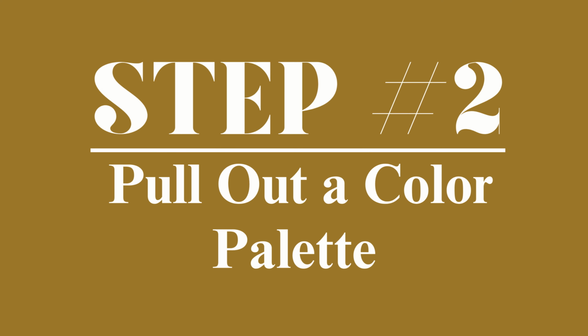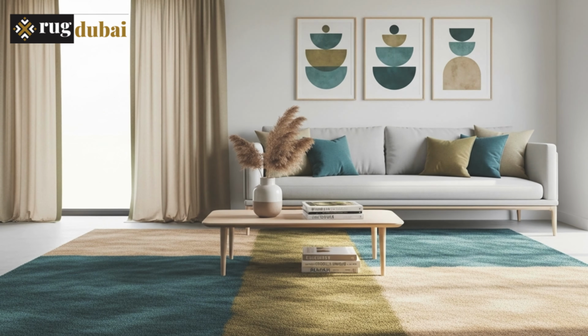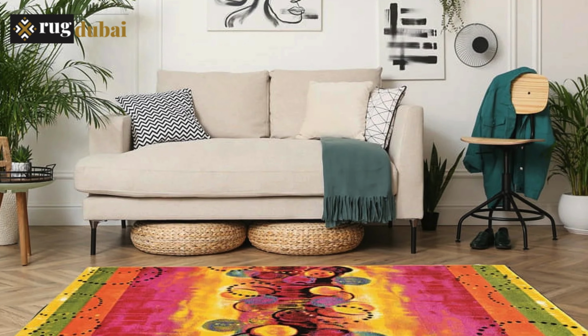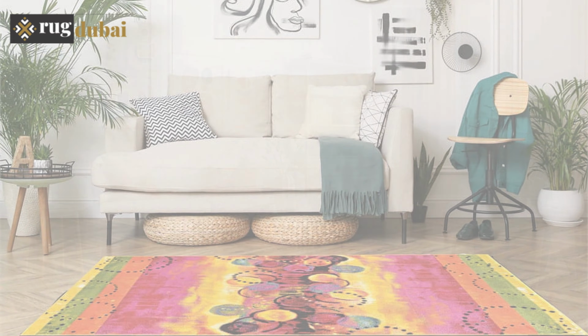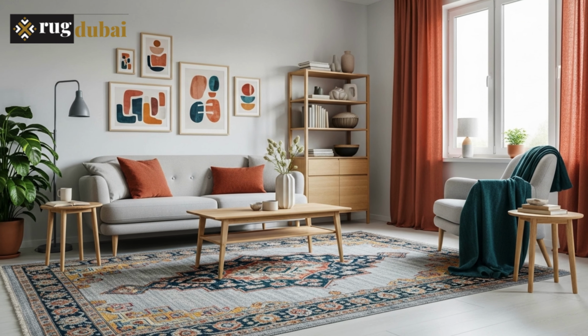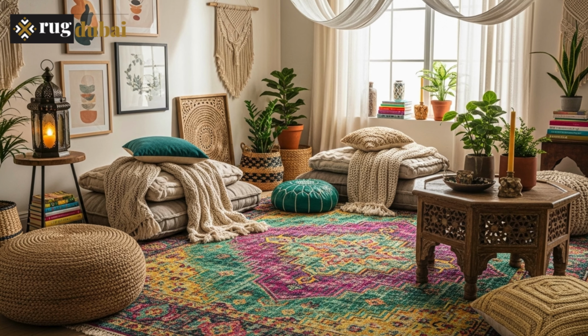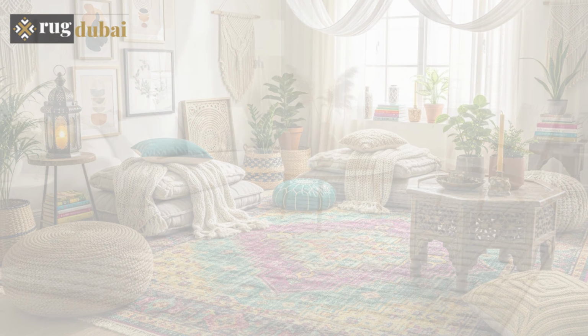Step 2. Pull out a color palette. Now grab a piece of paper or open a mood board app. Pull 3 to 5 colors from your rug. The dominant shade, a few accents, and maybe a bold contrast. This is your color DNA. Use it to guide your choice of paint, cushions, curtains, and even wall art.